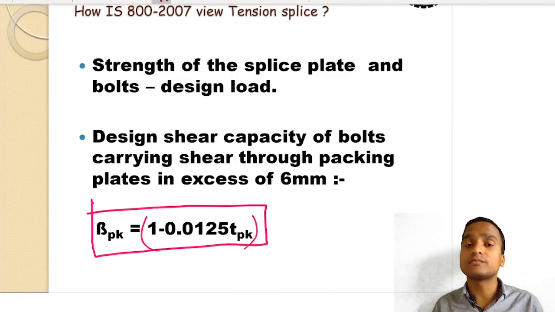Just like tension members are designed, similarly lug angles and tension splices are also designed. Which type of angle section I have to use as a lug angle, and how many bolts I have to provide in tension splices. All these things are calculated and done just like we have done different numericals so far.